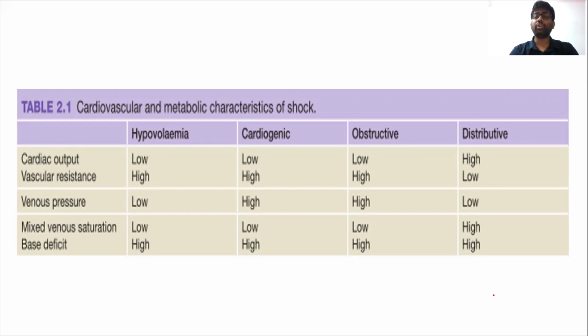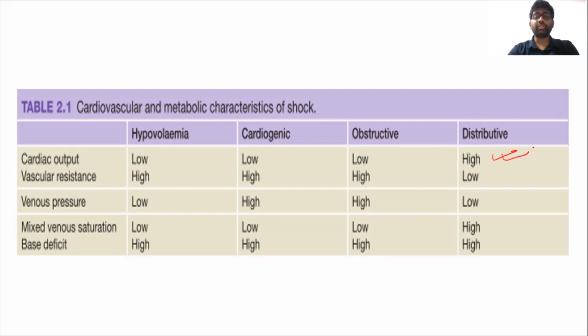Or in distributive shock, the cardiac output will be higher because the volume is normal and there is no cardiac pathology. So the cardiac output will be high to compensate for the decreased perfusion to the peripheries. So we have to remember this; the first thing is very simple. Next, we talk about the vascular resistance.